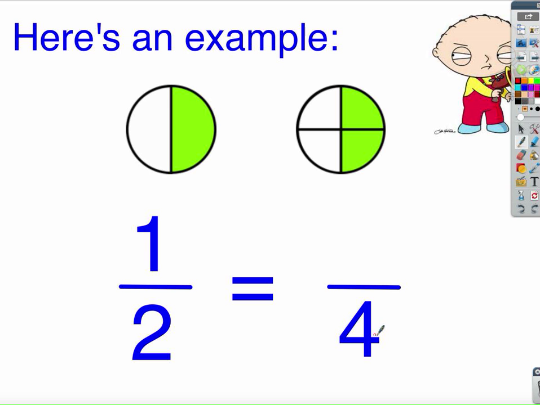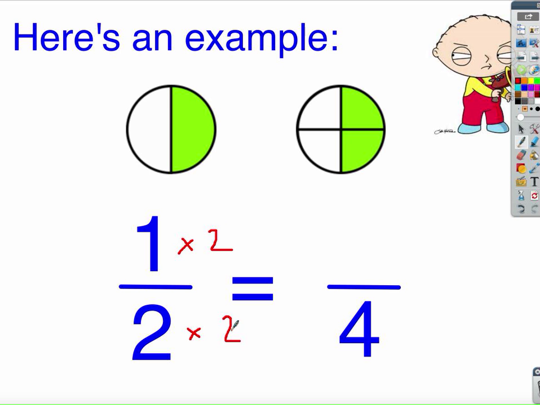Now, all you have to do with equivalent fractions is ask yourself, what did they do to the 2 to get 4? And you're allowed to choose between multiply and divide. So it looks like they just did 2 times 2 to equal 4. Now the rule we talked about at the beginning of this lesson is whatever you do to the bottom, you got to do to the top.